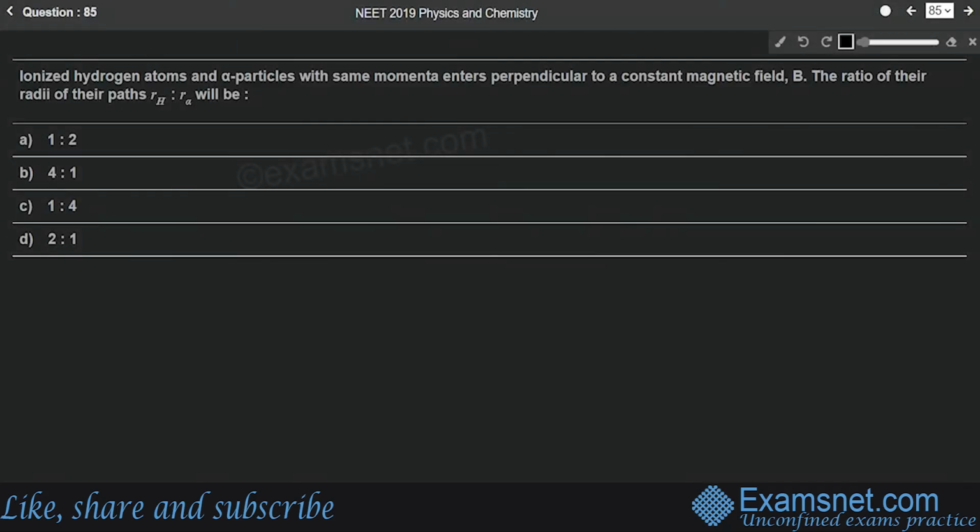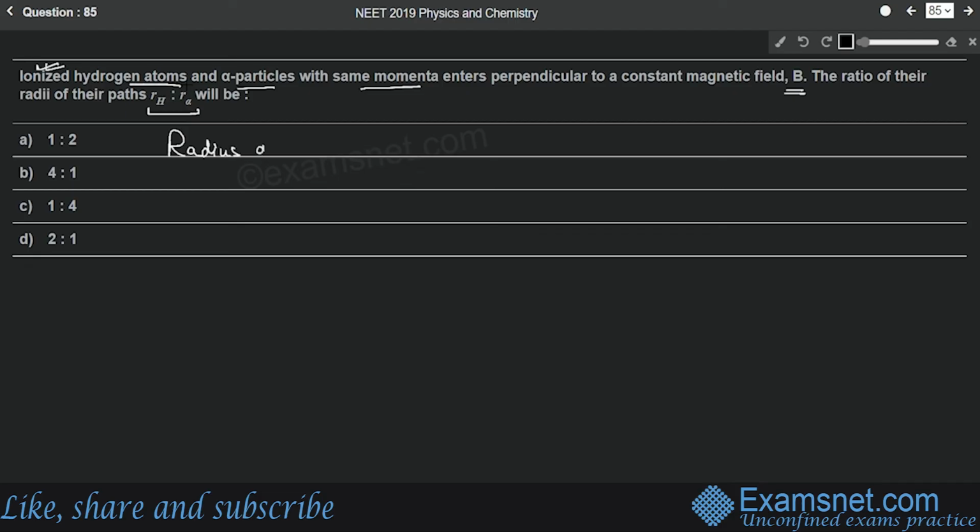Question number 85 is from the chapter Moving Charges and Magnetism, and the question is, ionized hydrogen atoms and alpha particles with same momenta enter perpendicular to a constant magnetic field capital B. The ratio of the radii of their paths RH is to R alpha will be. So we have to compare the radii of these two particles, and both are ionized. That means both are charged particles. So for that we should know the formula for radius of a charged particle in the presence of a magnetic field. So let's write it down here.